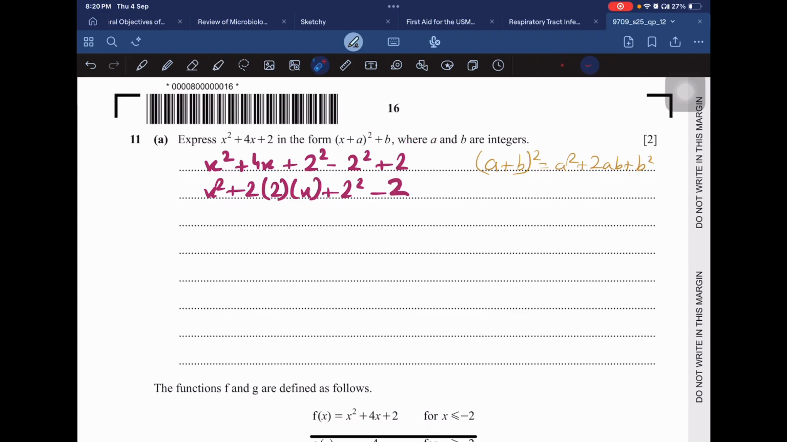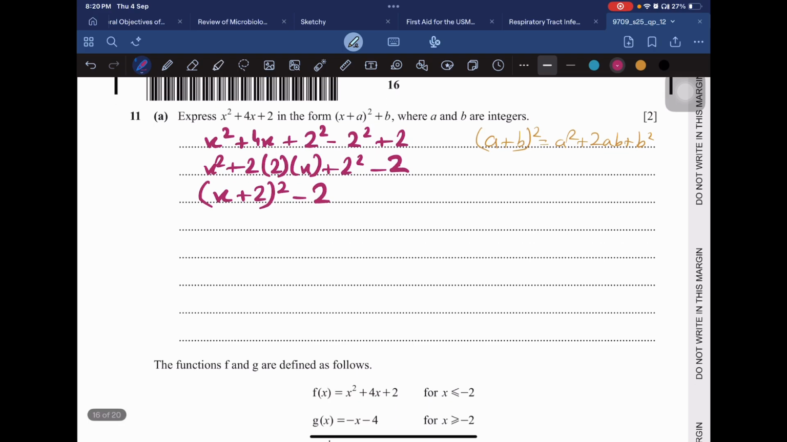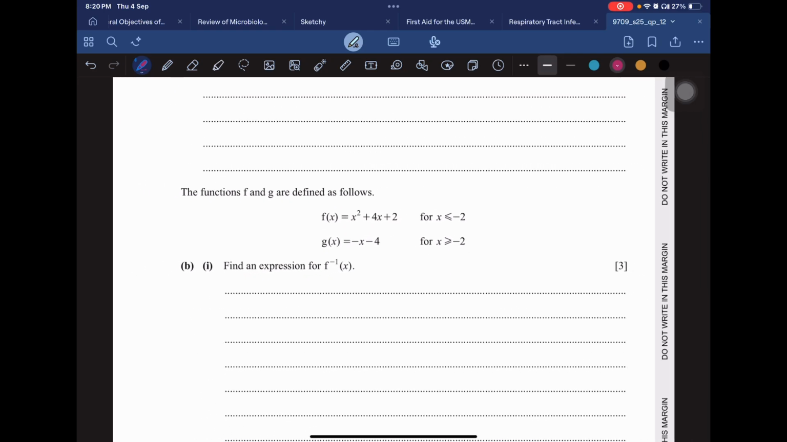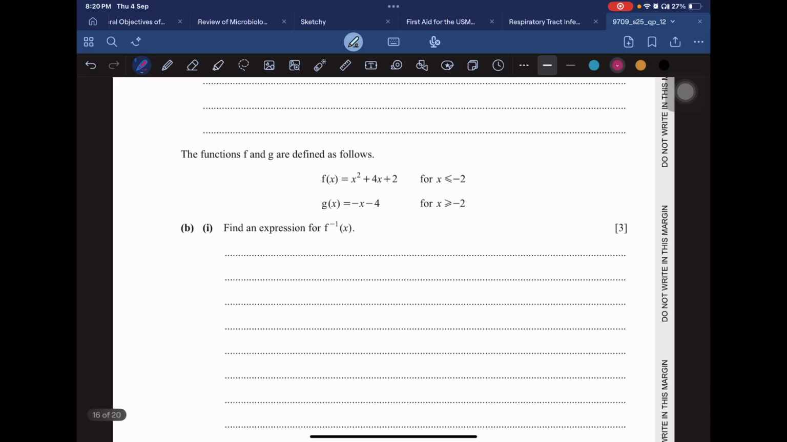Now if you look at the first three terms, this is a square plus 2, this is a, this is b, and then this is b square. So we can write the first three terms as a plus b whole square, which will be x plus 2 whole square minus 2. Alright, that's what they had asked. Then they're saying functions f and g are defined as follows. Fx equals to this, and then gx equals to this, find an expression for f inverse x.